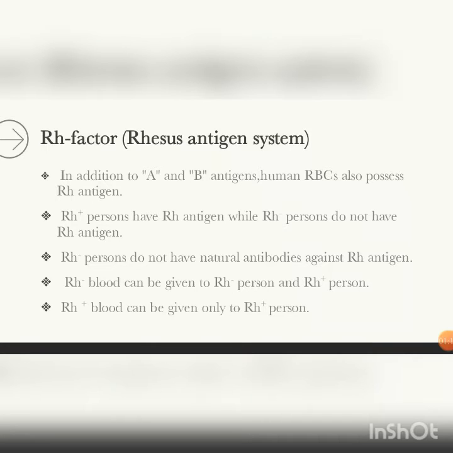Rh factor. In addition to A and B antigens, human RBCs also possess Rh antigen. Rh positive persons have Rh antigen while Rh negative persons do not have Rh antigen. Rh negative persons do not have natural antibodies against Rh antigen. Rh negative blood can be given to Rh negative and Rh positive persons, but Rh positive blood can be given only to Rh positive persons.